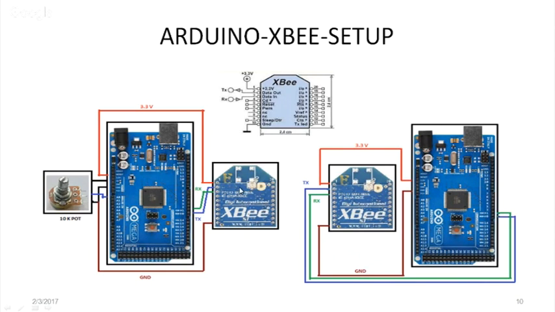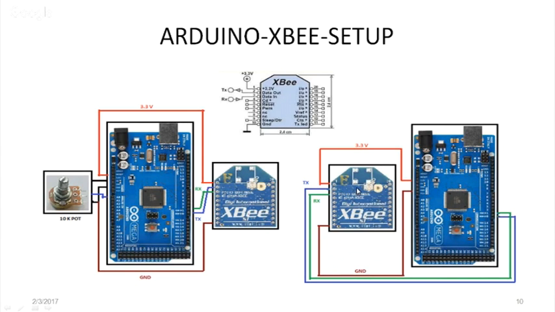For the ZigBee module, we have to make only 4 connections. First one is your 3.3 volt supply, the last one is your ground pin, and the 2 pins are RX and TX. Please make sure that ZigBee pin number 2 is your transmission pin, so it should be connected to the receiver pin of your Arduino Mega board. And the transmitter of the Mega board will be connected to the receiver of the ZigBee module. You can see over here.